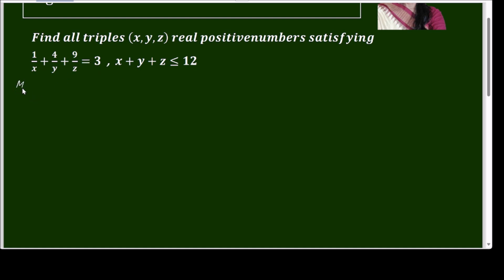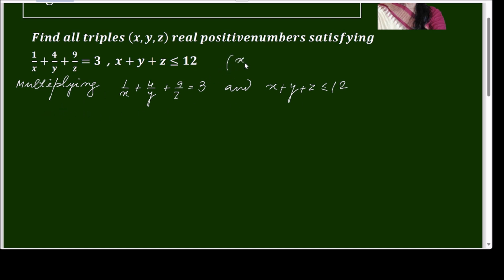So I am multiplying these two: 1 by x plus 4 by y plus 9 over z equals 3, and x plus y plus z is less than or equal to 12. We can multiply these because it is given that x, y, z are all real positive numbers. So if I multiply these two, I'll get 9 terms.